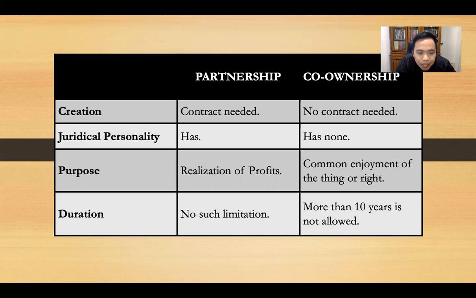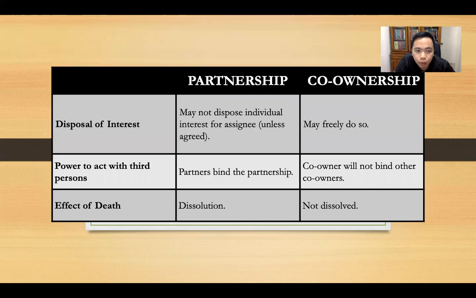Now, when it comes to duration, class, ang partnership wala siyang specific duration or walang prohibition by law for it to exist, for example, for a period of 5 years. There is no such limitation. On the other hand, class, a co-ownership can only last for 10 years. If the co-ownership would exceed 10 years, then it will not be allowed by law.